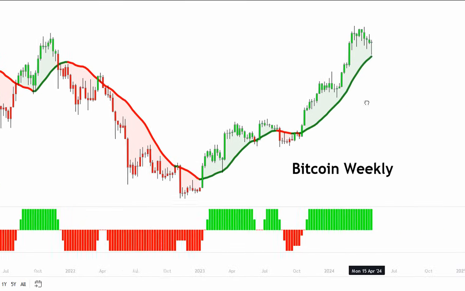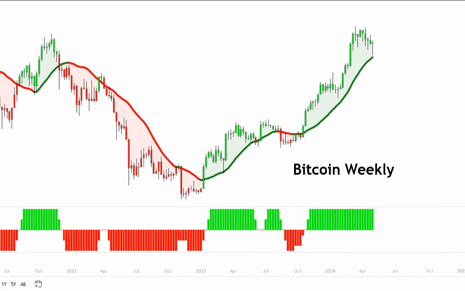So again, we could bottom right here if we can find a bottom around our 20-week moving average and the 100-day moving average. And Bitcoin follows those two moving averages: the 20-week moving average in the weekly time frame, the 100-day in the daily time frame. Losing these levels is bearish. Bouncing off these levels is bullish. All about support and resistance.